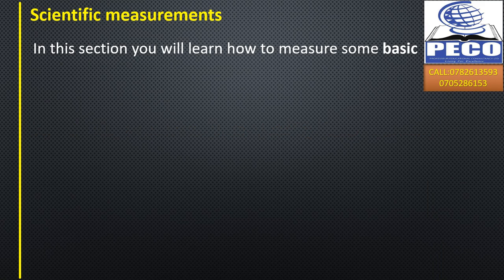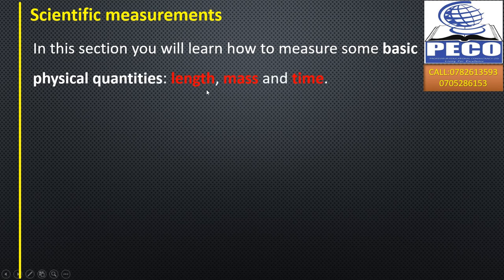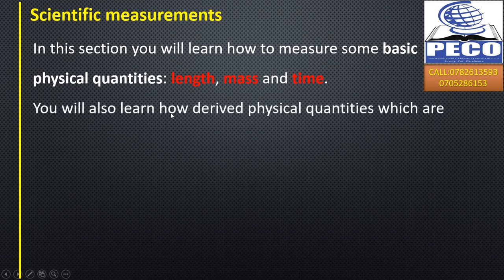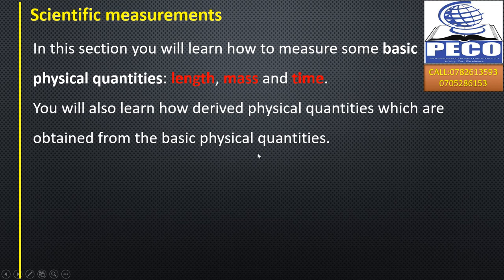In this section, you will learn how to measure some basic physical quantities. There are many physical quantities in physics, but we have 3 basic physical quantities, and that is length, mass, and time. You will also learn how to derive physical quantities which are obtained from the basic physical quantities.